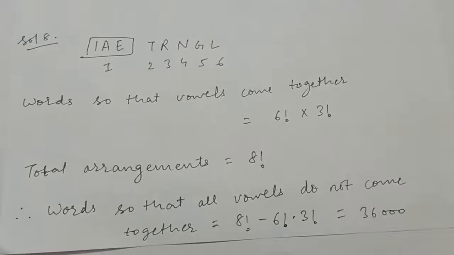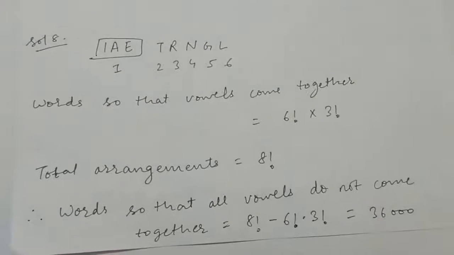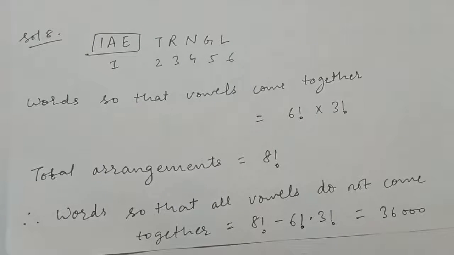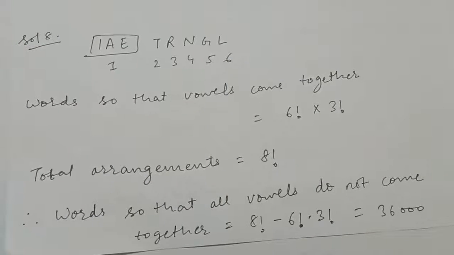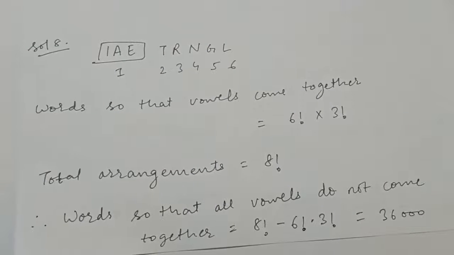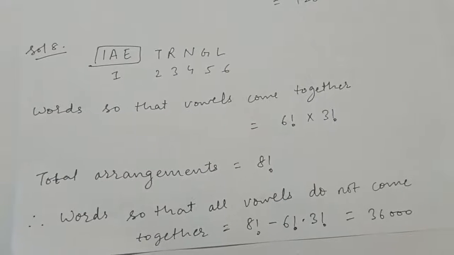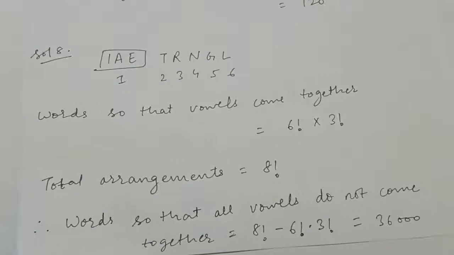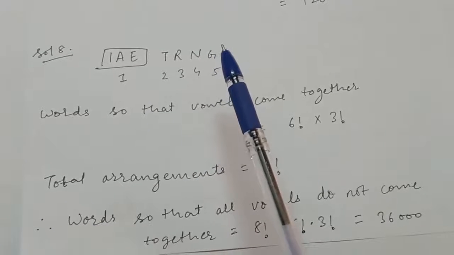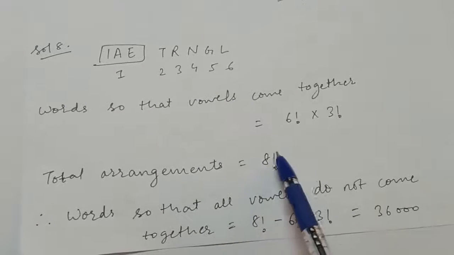Now question number 8 is, find the number of different words that can be formed from the letters of the word triangle so that not all vowels are together. So first of all we will find the number of words so that vowels come together and then subtract this number from the total arrangements of the word triangle, right? Then you will get the number of words where vowels do not come together, right? So see, total arrangements: the word triangle consists of 8 letters and all the 8 letters are different. Therefore, total arrangements will be 8 factorial.